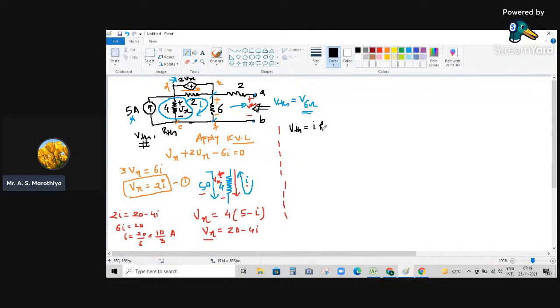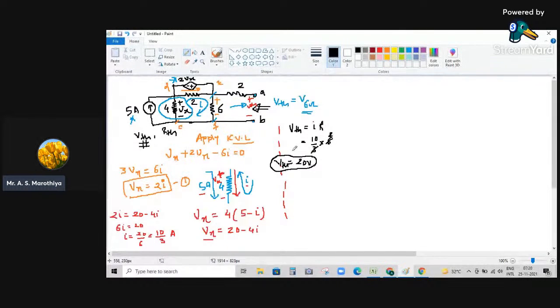So I can simply write here like this: VTH is going to be equal to what? I into R. Now what is I? Just we have calculated I is nothing but 10 by 3 into R, which is nothing but 6 ohm. So this is going to be like 3 ones are 3, 3 twos are 6, 10 into 2, that is 20. So VTH, that means the Thevenin's equivalent voltage for this particular circuit we got as 20 volt. This is very important. So the first part of this numerical is over.